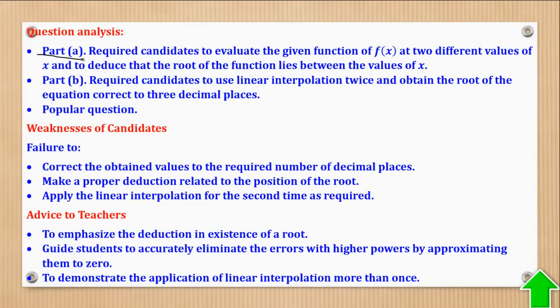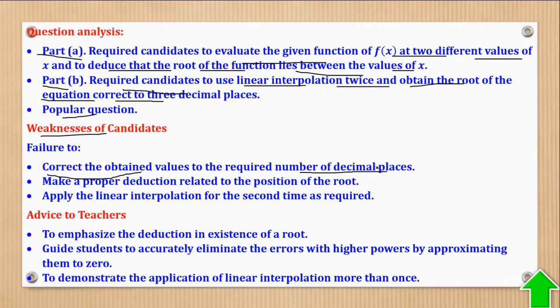So question analysis: part A required candidates to evaluate the given function f(x) at two different values of x and deduce that the root of the function lies between the given values of x. Then part B required candidates to use linear interpolation twice and obtain the root of the equation correct to three decimal places. A popular question, however, some misfired because of failure to correct the obtained values to the required number of decimal places. So you need to boost accuracy, and at the very end, you need to round off to the required accuracy. Then failure to make a proper deduction related to the position of the root, that is root location, and failure to apply linear interpolation for the second time.